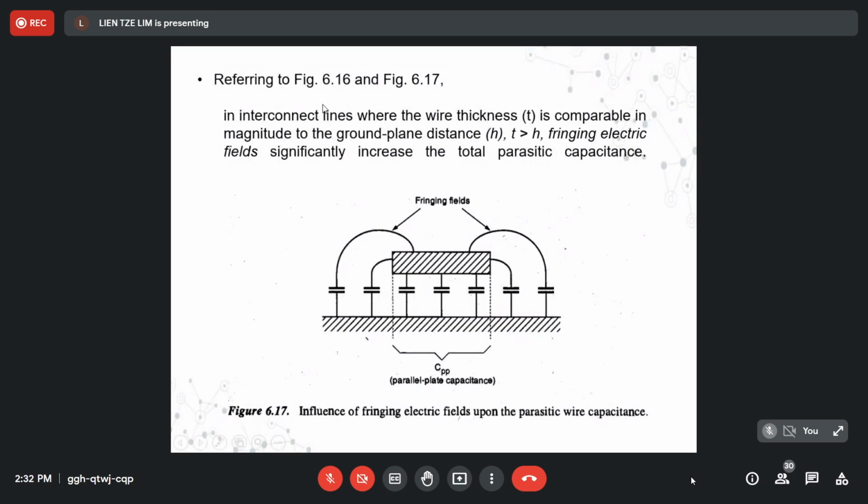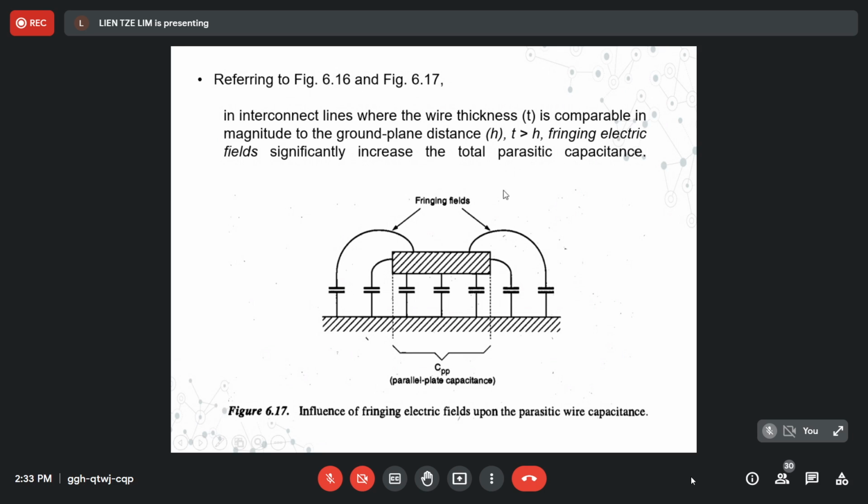Referring to figure 6.16 and figure 6.17, in interconnect lines where the wire thickness T is comparable in magnitude to the ground plane distance H, fringing electric fields significantly increase the total parasitic capacitance. Other than parallel plate capacitance, there is another capacitance we call fringing capacitance, caused by the fringing field. It will contribute to the total parasitic capacitance. Remember, the total parasitic capacitance means the unwanted capacitance.